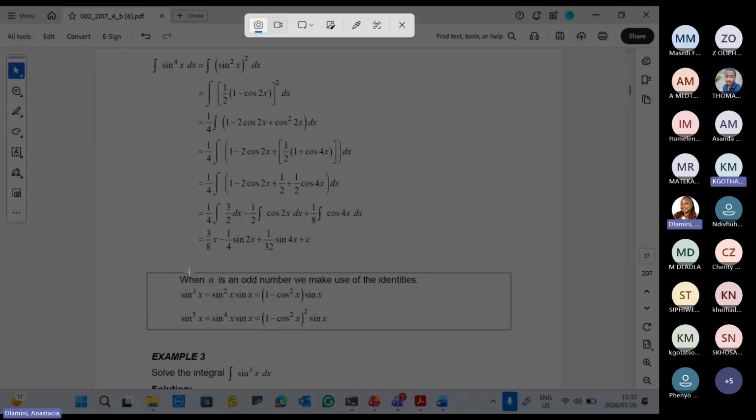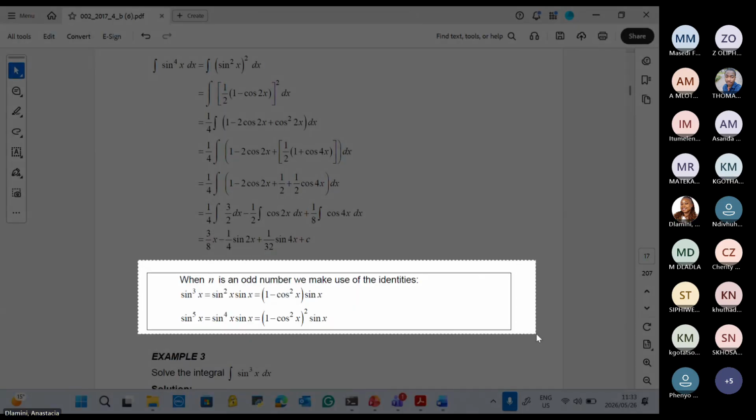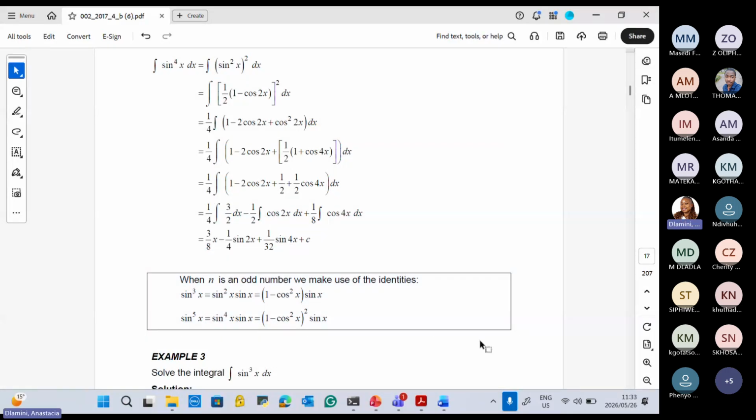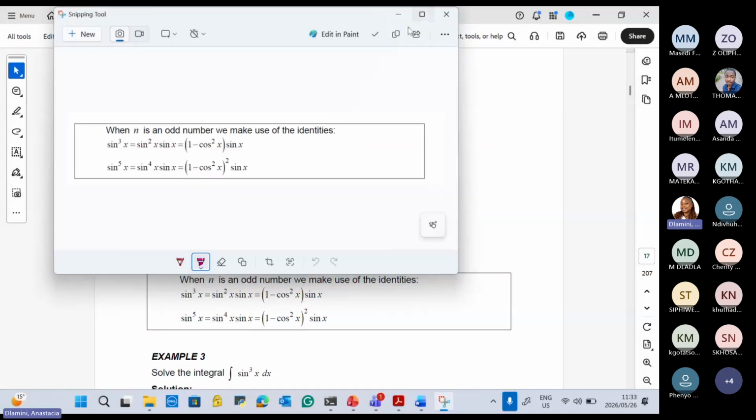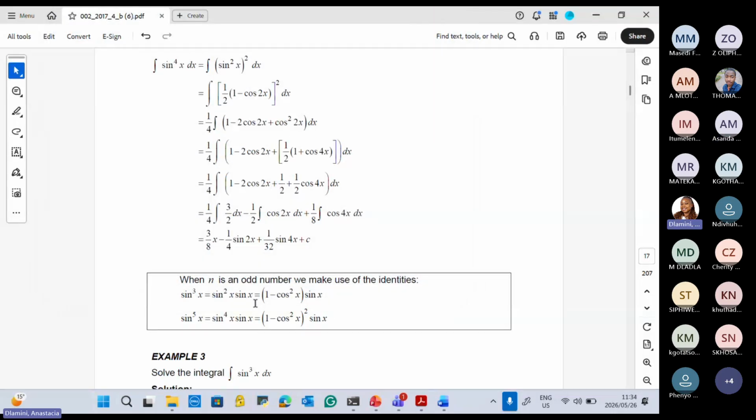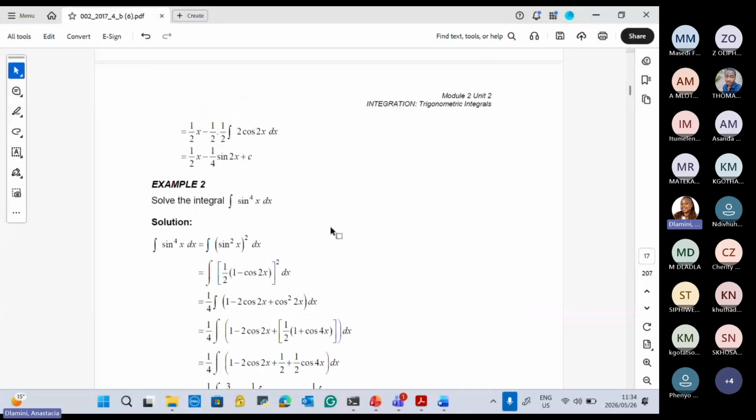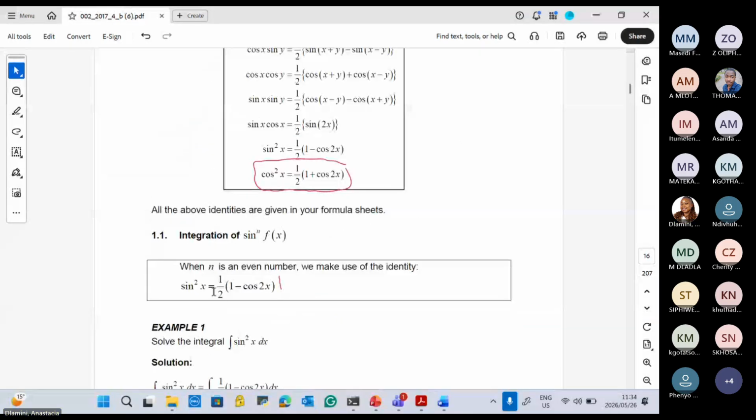Don't get confused. Look at here, let me just copy this. Look at here where the power sine squared, they replaced with 1 minus cos squared. They didn't replace with a half 1 minus cos 2x. Do you see the difference? Why did they do that?